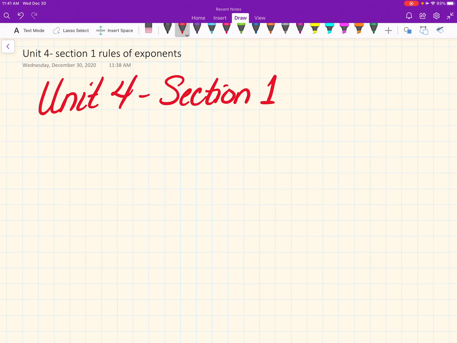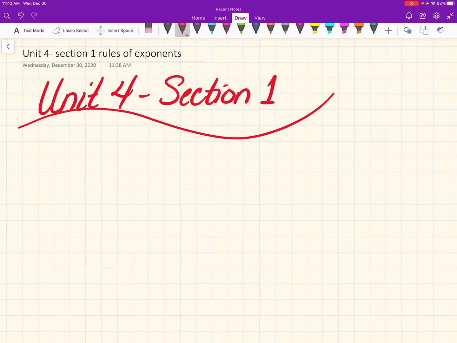Okay, we're doing Unit 4, Section 1. This is all about rules of exponents, okay? You're going to be using these rules all throughout geometry, algebra 2, so you want to make sure you understand them. And we're going to start with multiplying and what we do with exponents when we're multiplying. Some of you already kind of know this because you know y times y is y squared. So we're just going to add some rules to this.